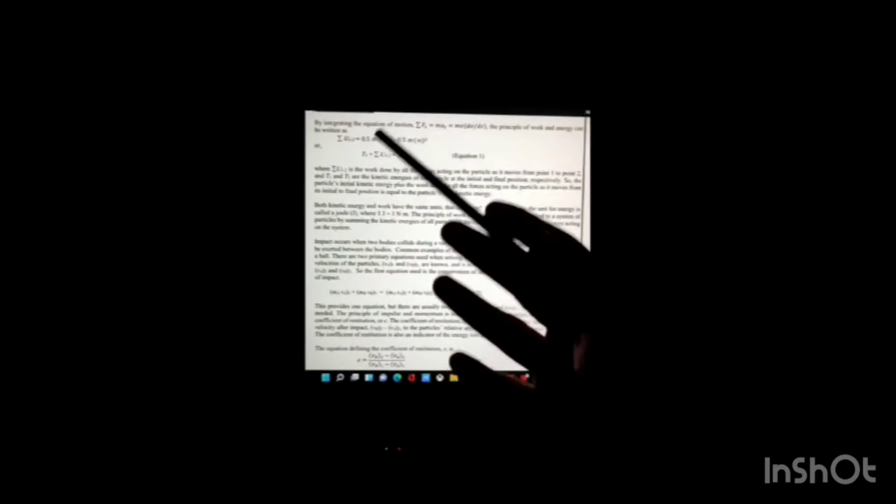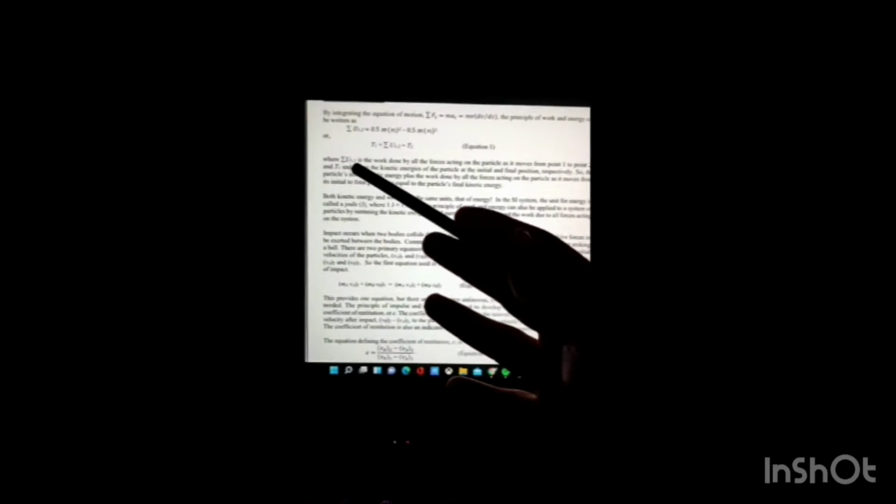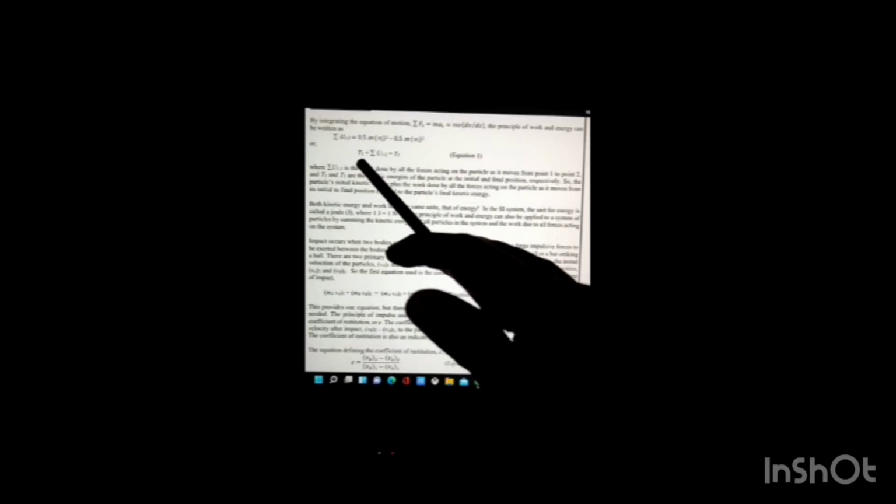So, by integrating the equation of motions, as shown, the principle of work and energy can be written as this equation right here, where the total of this is the work done by all the forces acting on the particles as it moves from point 1 to point 2, whereas T1 and T2 are the kinetic energies of the particle at the initial and final position respectively. So, the particle's kinetic energy plus the work done by all the forces acting on the particles as it moves from its initial to final position is equal to the particle's final kinetic energy.